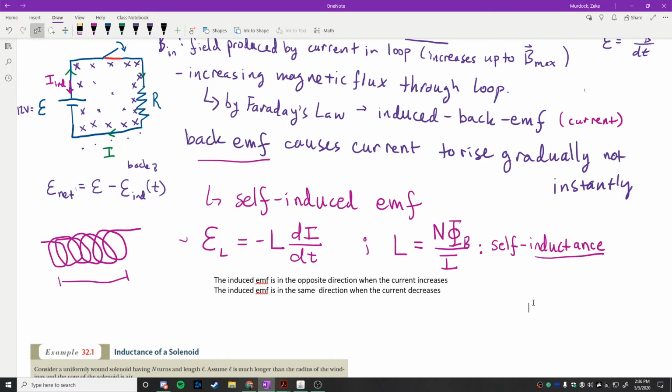Does that make sense? Does that make any sense at all? Yeah. So, like, when you try to turn the circuit on, the induced EMF basically pushes against you and stops you from doing that, right? When you try to turn the circuit off, the current is going to kind of try to flow in the same direction.